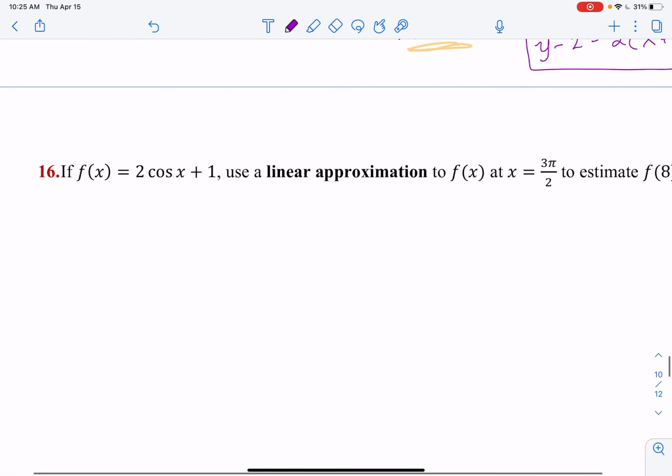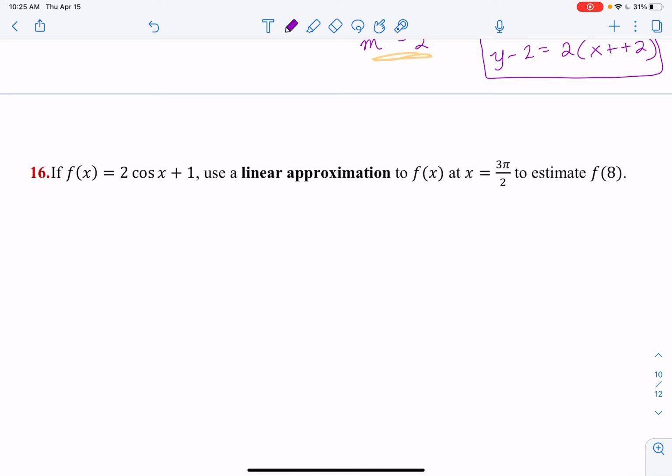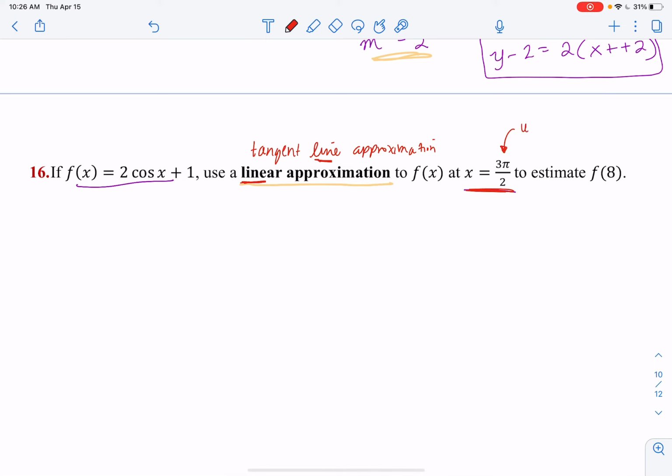Let's do our last question from this skill. It says, if this is our function, use a linear approximation to the function at x equals 3 pi over 2 to estimate f of 8. So let's rewind. A linear approximation is another way of saying tangent line approximation. In calculus, we're generally referring to the tangent line. So it says use the linear approximation at x equals 3 pi over 2. So that's what we're going to use to come up with our formula.